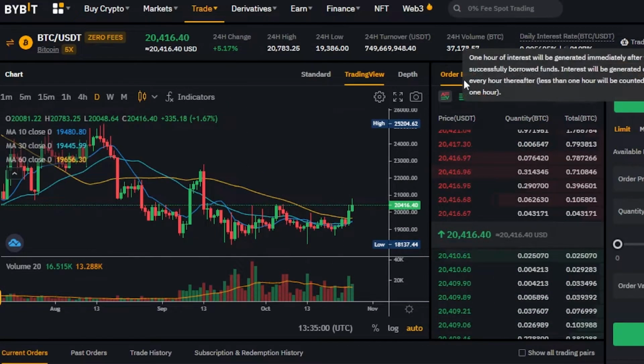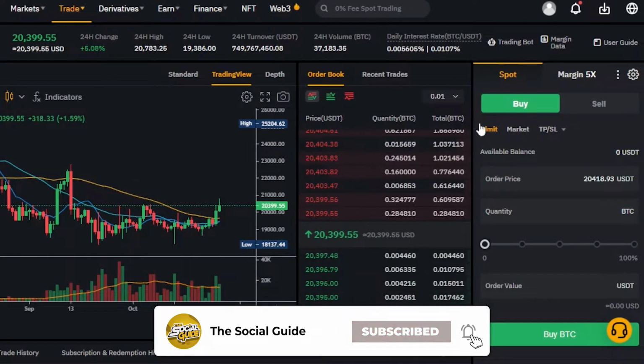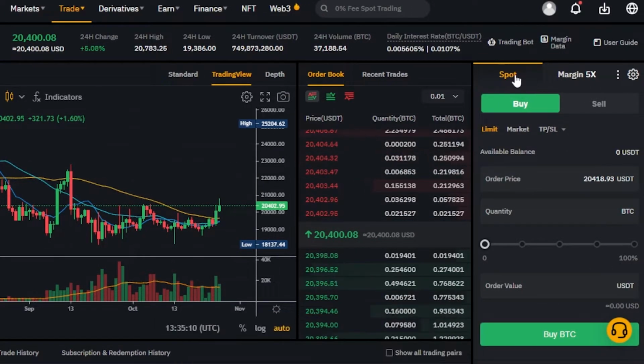Then we have the order book right here. In the order book, we have our sell and buy options available too. Now, this is where we do the trading. Because we're doing spot trading first, I'm going to select spot from here. We have two options, buy or sell. Let's go to the buy. Then we have limit, market, or TP/SL. So I'm going to go with the limit.